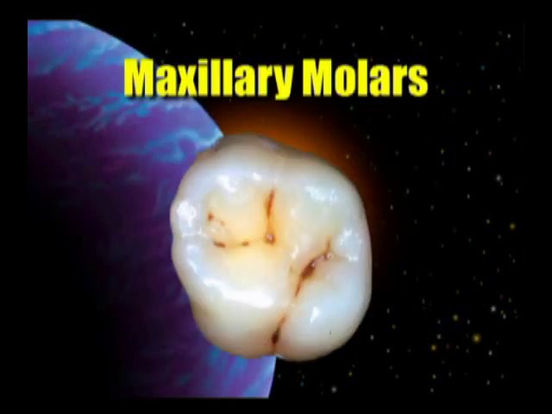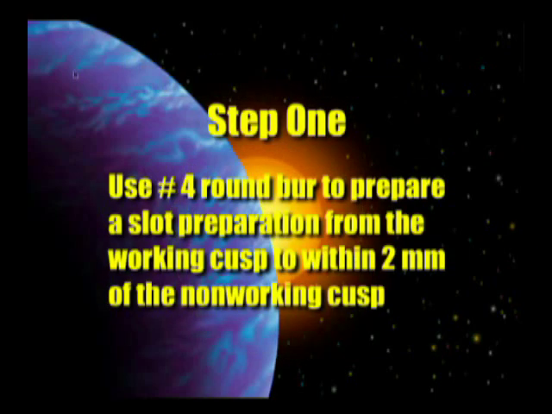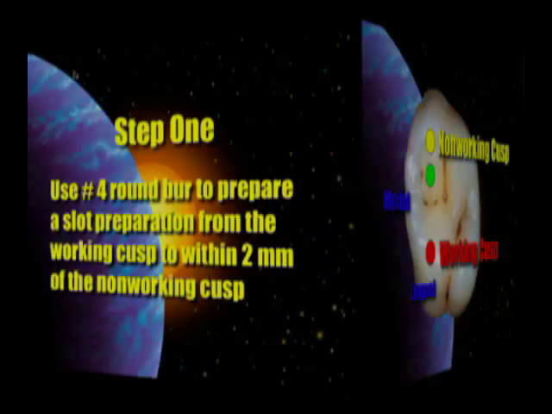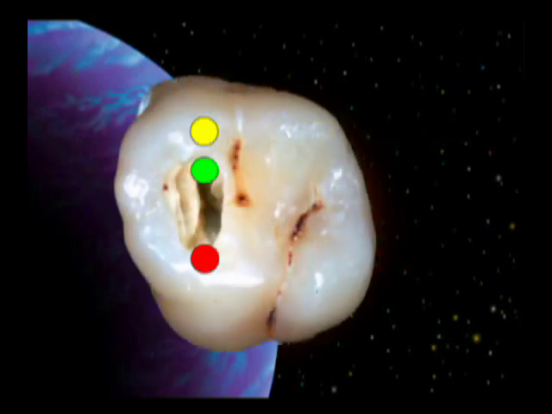On maxillary molars, the preparation is essentially the same. Step 1 is to use the number 4 round burr to prepare a slot preparation, again starting with the working cusp and to go within 2 millimeters of the non-working cusp. And this is an illustration showing that the non-working cusp is in yellow, but we stop 2 millimeters short at the green dot to create our initial slot preparation.